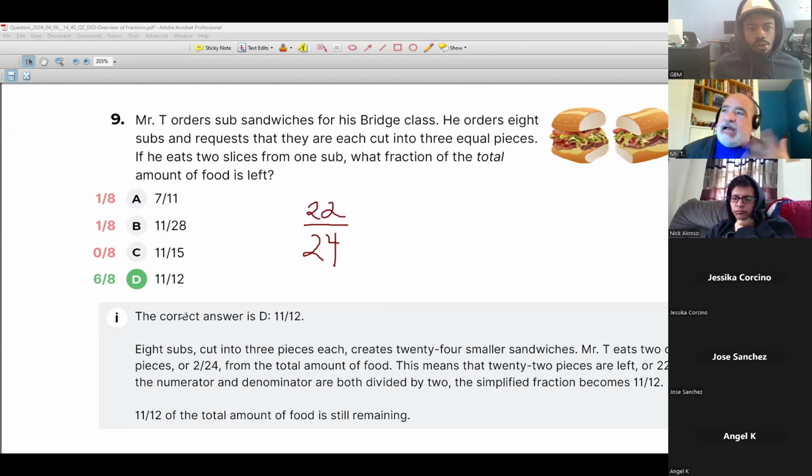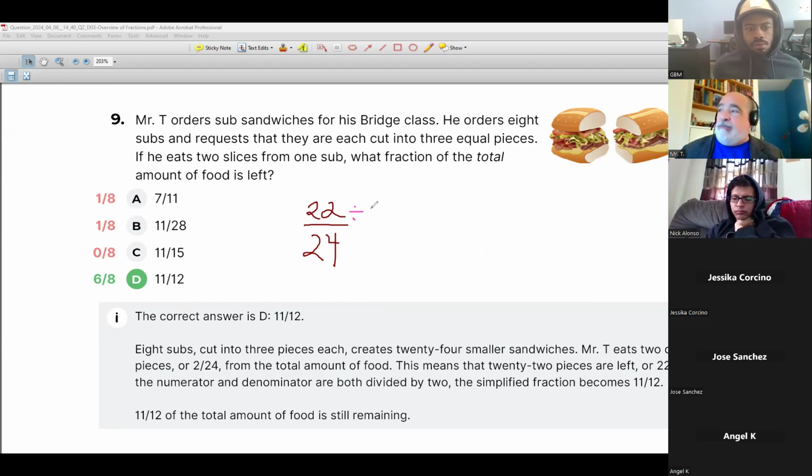Okay. But wait, that's not one of the answers. Why? What do I have to do with 22 24ths? We have to break it down. What's the term? You can say simplify or reduce. Either one's the same.